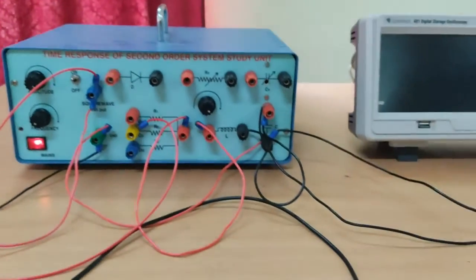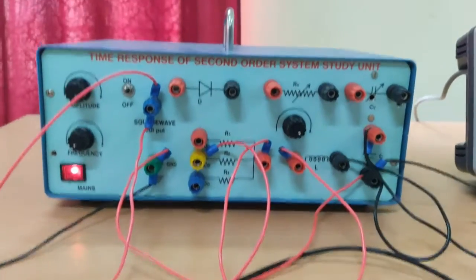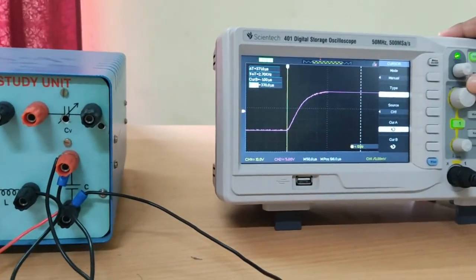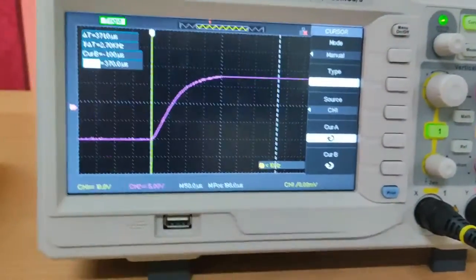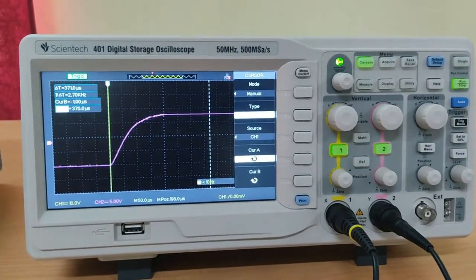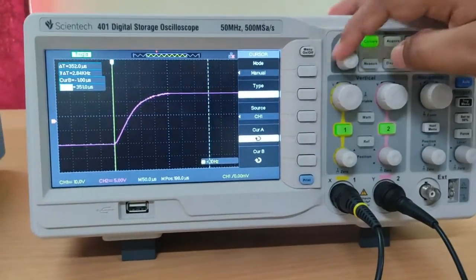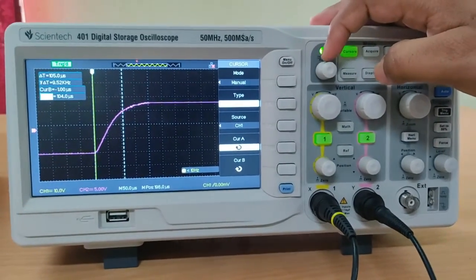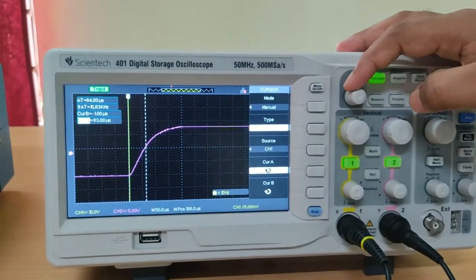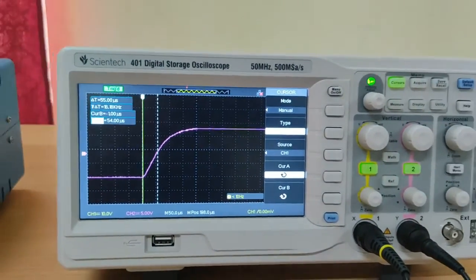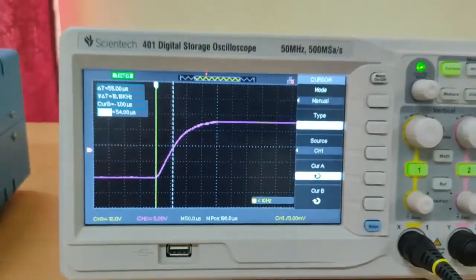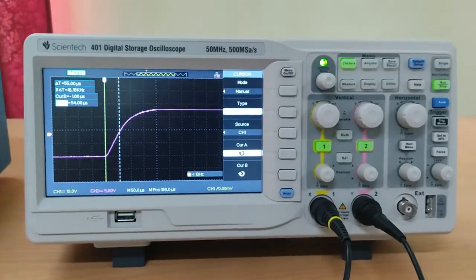Now let us try to understand the output of our second order system with critically damped oscillation. Now you can see this is the output waveform of our second order system for critically damped oscillation when zeta equal to 1. Now we are going to measure the delay time here. The delay time is nothing but whenever our output waveform reaches 50% of its magnitude. That will be around this point. Here you can see the delta t between cursor A and cursor B is around 55 microseconds. The theoretical value we have obtained is 54 microseconds.